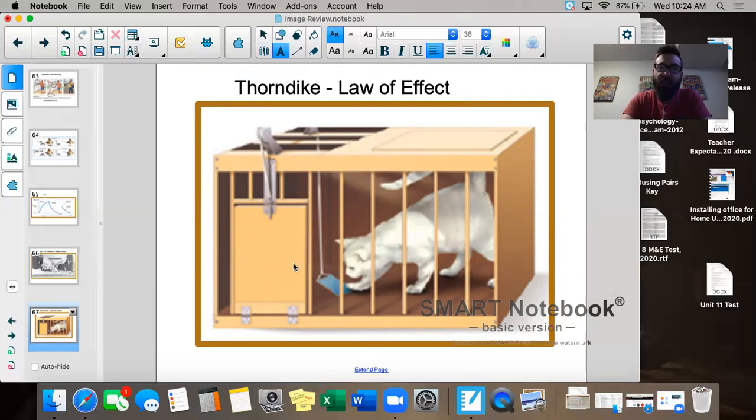So if you push the lever and he gets out of the box, what's he going to do next time? He's going to push the lever. It allows us to predict what's going to happen. That way, hopefully we can reward or punish, reinforce or punish, and try to make behaviors happen more or less.